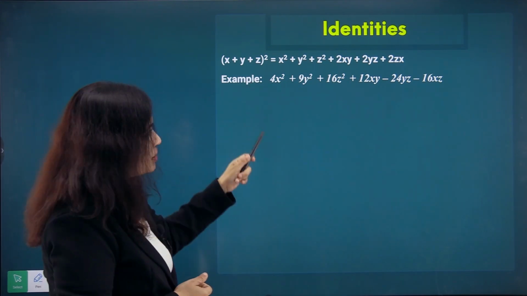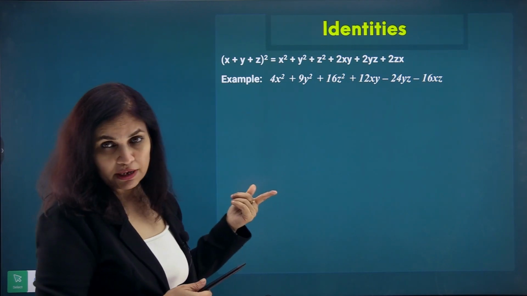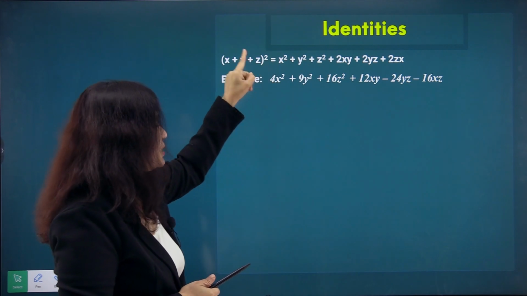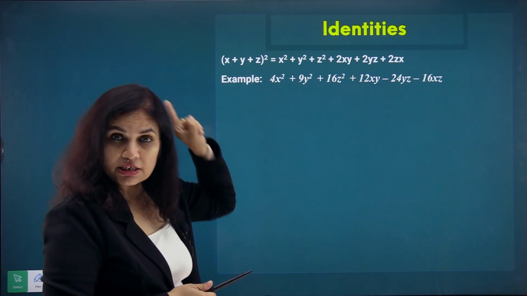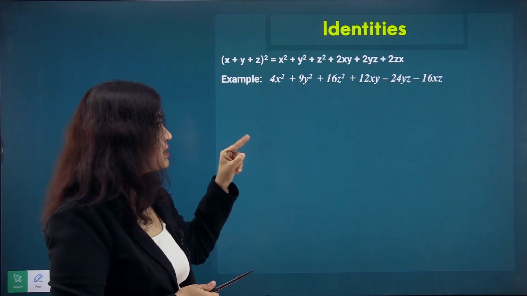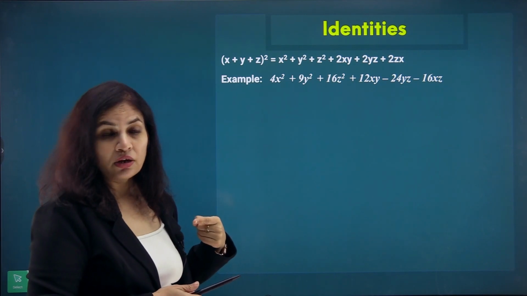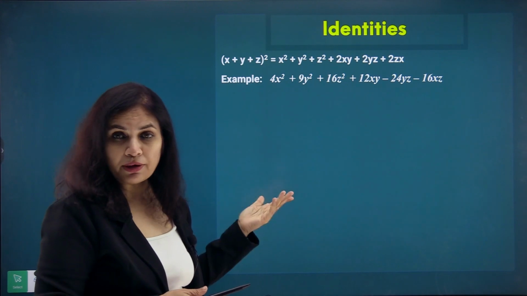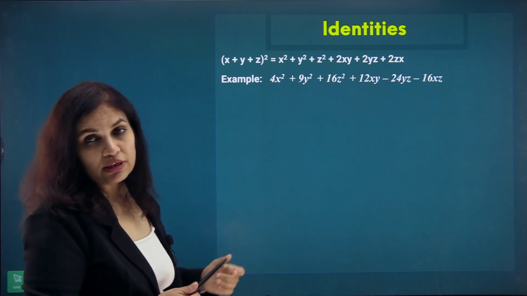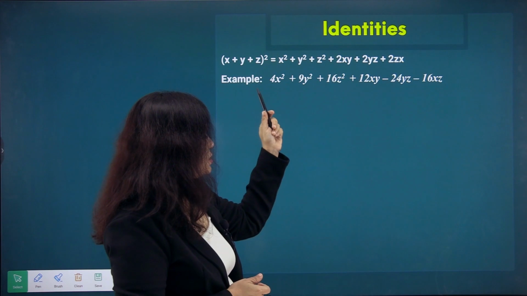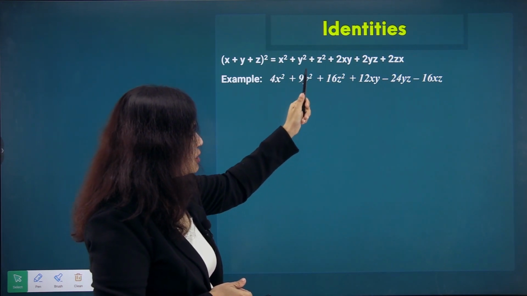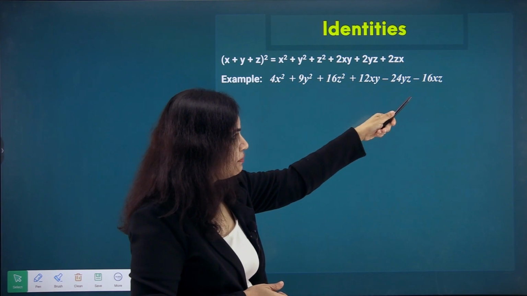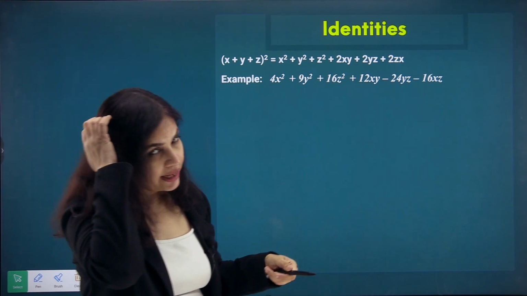Now, if I know this identity, by visual inspection... it is not necessary that every polynomial can be factorized using this identity, but some of them can be factorized, but we have to be very vigilant. We have to observe. Simply by observation, we can use the identity. The question is 4x square plus 9y square plus 16z square plus 12xy minus 24yz minus 16xz.